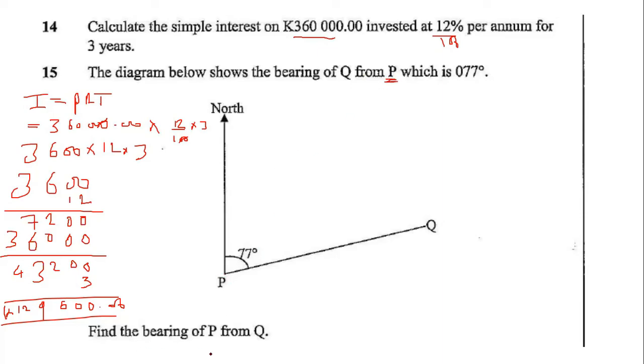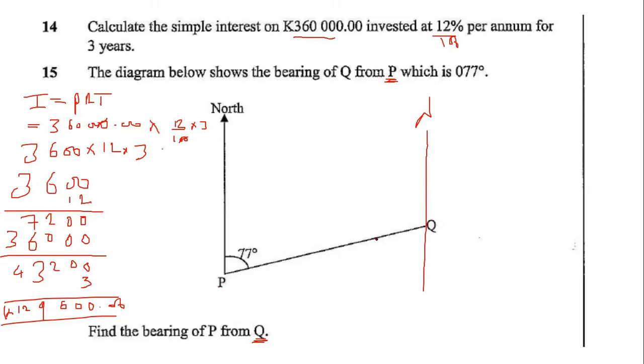Then here they are saying find the bearing of P from Q. So we go to the last letter, meaning the angle they want us to find is the one that is at Q. So what you do is you are going to Q, you are going to draw your own north. So you draw your own north like that at Q. So this becomes your own north. Now, if this is your north and this is your north, so these are two parallel lines.